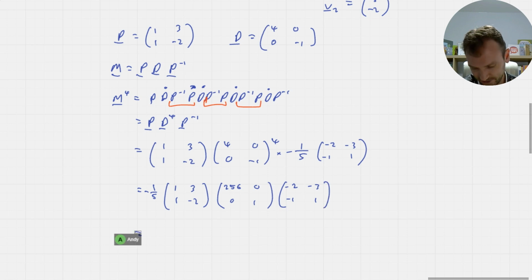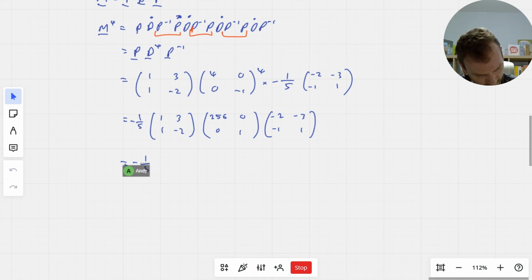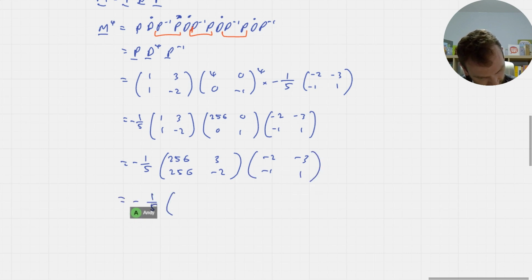At this point, we do just have to go through and do some matrix multiplication. There's no really super quick way of speeding ourselves up here, but if I'd given you M to the 100, we've saved a lot of time here. Like I say, I'm just going for this to stay dealing with more reasonable numbers. So here, you just want to multiply those first two matrices together. I'd keep the -1/5 outside for now. That's going to give you (256, 3; 256, -2) times (-2, -3; -1, 1). Then you can do the next multiplication. Again, nothing fancy going on here: -515, -765, -510, and -770.